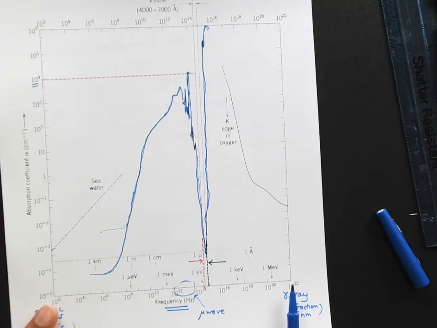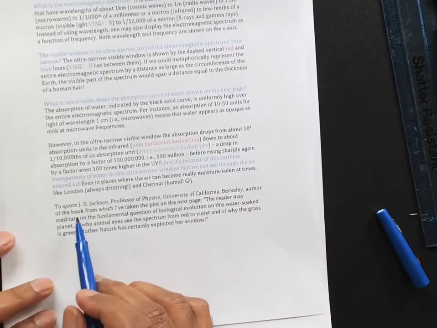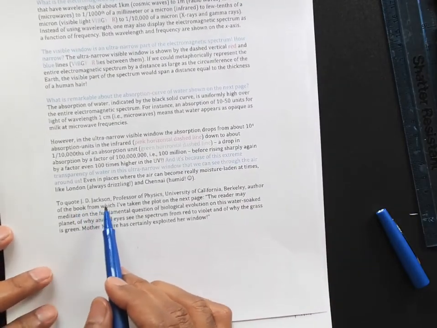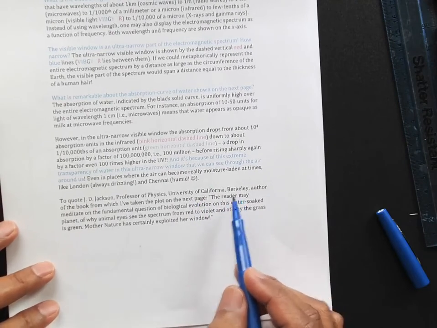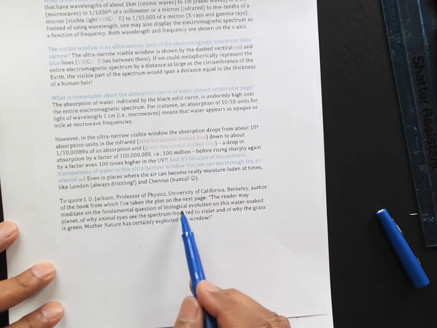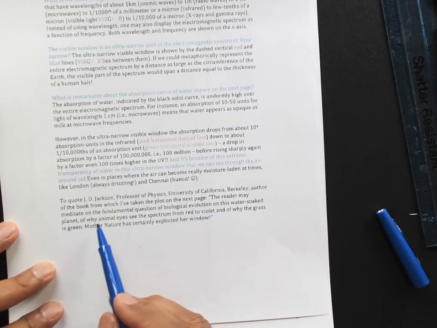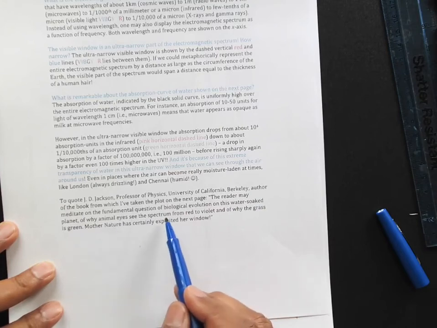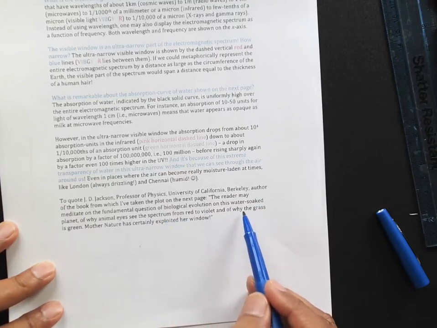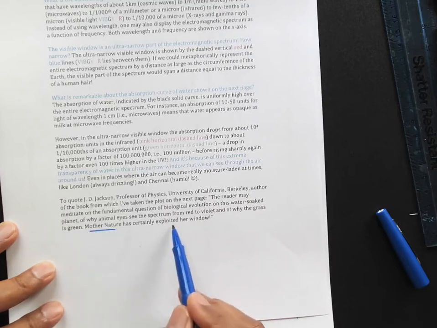Okay? So there is a handout that I give out with this, and it says here, to quote J.D. Jackson, physics, who writes that book, he says, the reader may meditate on the fundamental question of biological evolution on this water-soaked planet, of why animal eyes see the spectrum from red to violet, and of why the grass is green. Mother Nature has certainly exploited her window.